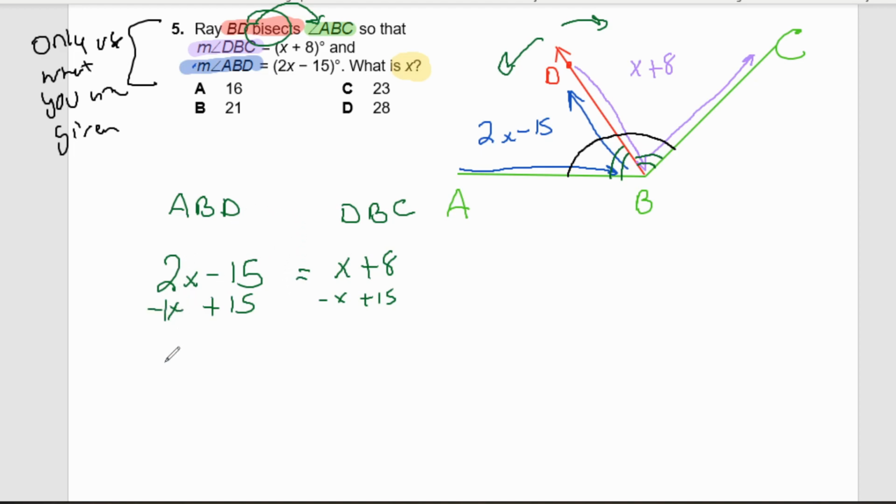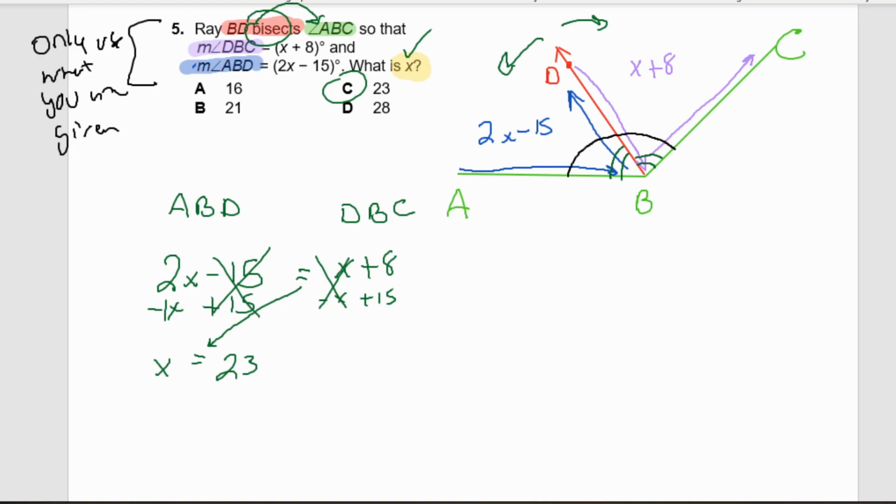2 minus 1x is just x. Negative 15 plus 15 is canceled. Bring my equal sign down. X minus x cancels, and 8 plus 15 is 23. And it wants to know what is x, and we have that at 23, so C is our answer.